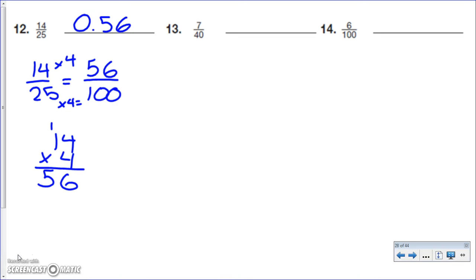For 13, 7/40 does not evenly go into 100. We can't create a fraction like we've done with the last two. So we're going to use method 2 now and divide. So we have 7 divided by 40. So when we put the 7 inside the house, then we add the decimal, and we're going to put 2 zeros to start with. We can always add more zeros if the problem keeps going. So we know 40 goes into 70 once.